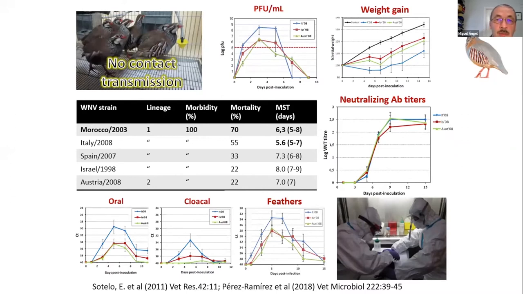This slide summarizes one typical in vivo experiment infecting red-legged partridge with different strains of West Nile virus. You can see different outcomes, such as the viremia levels obtained with 3 different strains, symptoms like weight gain, this is the control group, and the different strains, the weight loss or less weight gain, neutralizing antibodies in different infections, the presence of the virus in oral, cloacal, feathers, etc. Also, morbidity and mortality results using different strains.